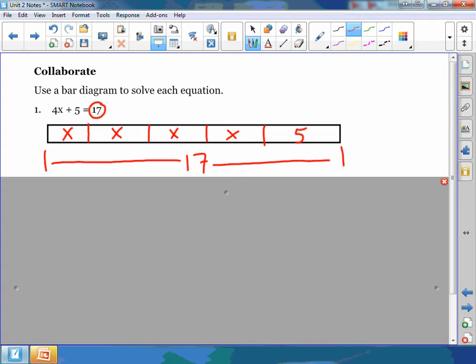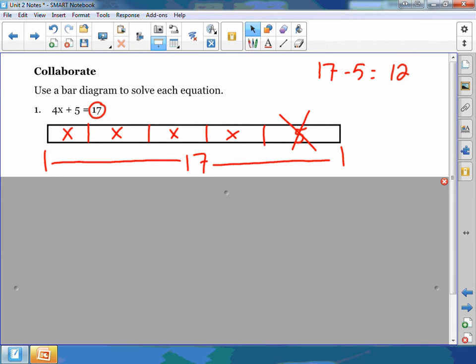Okay, so you're going to take 5 away from 17, and you get 12. So if I remove this amount right here, then that means that this amount from here to here is now equal to 12. So if I rewrote this up here, you have 12.